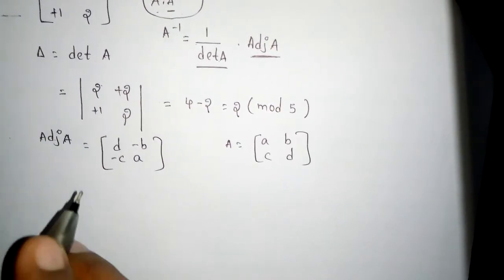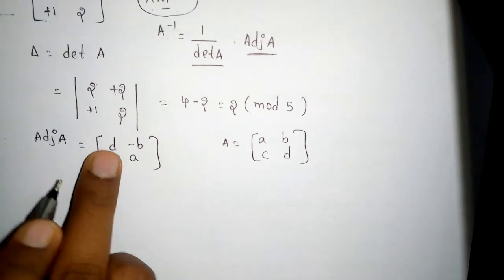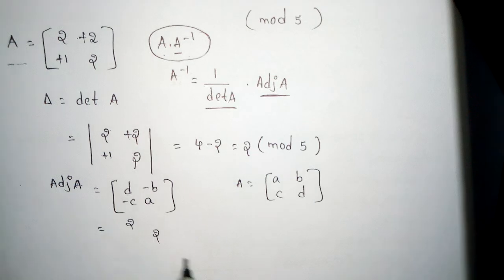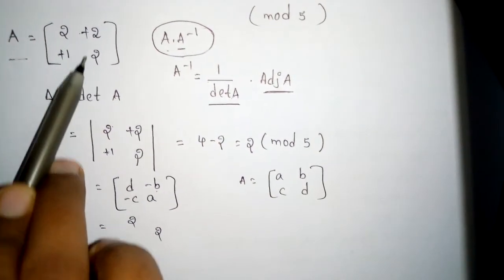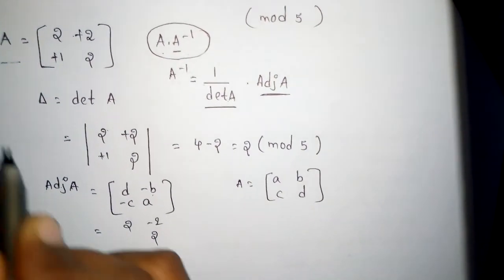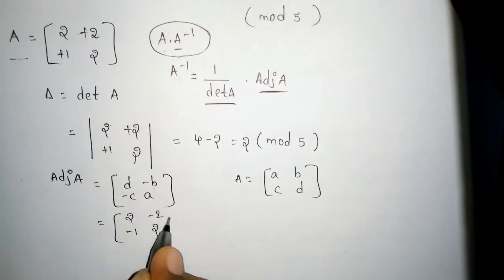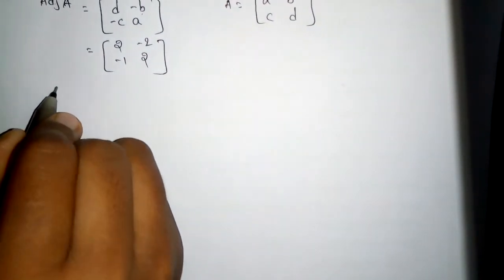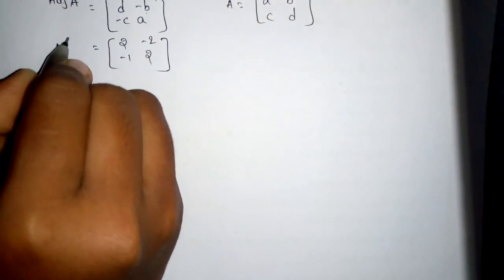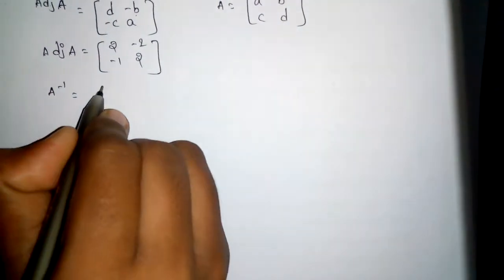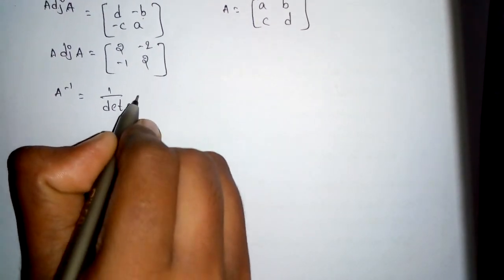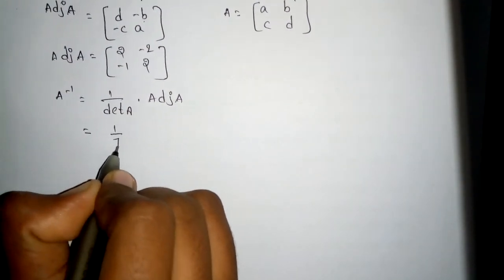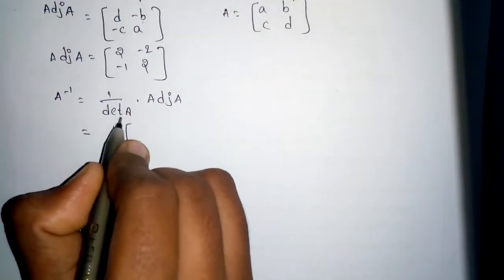Based on this, we interchange the places of A and D, which are 2 and 2. Their places stay the same, and then B should be minus B, that is minus 2, and C should be minus C. This is the adjoint A. Now it's the turn to find the A inverse. Again write the formula: 1 by det A into adjoint A, that is 1 by 7 of det A.